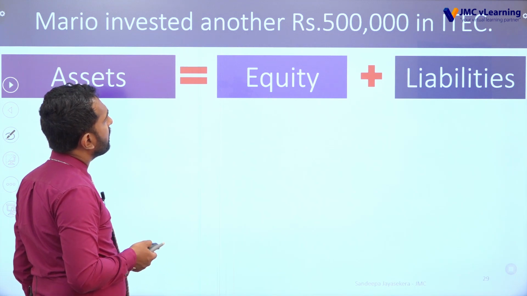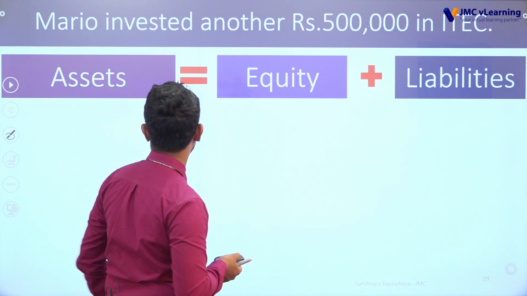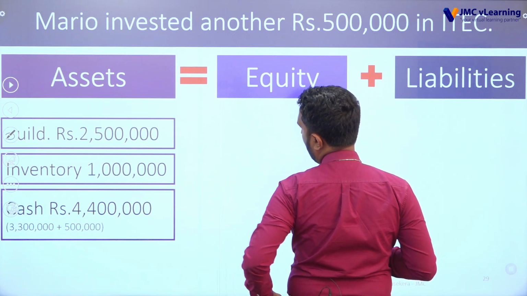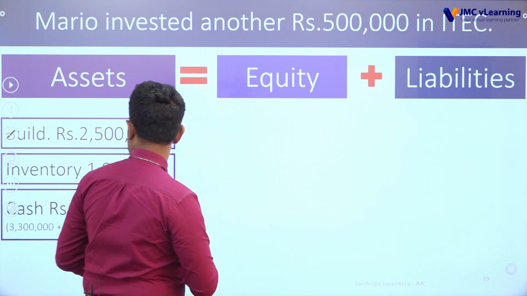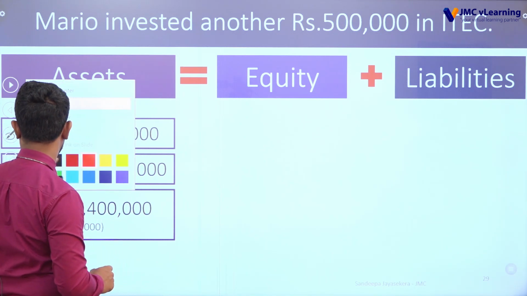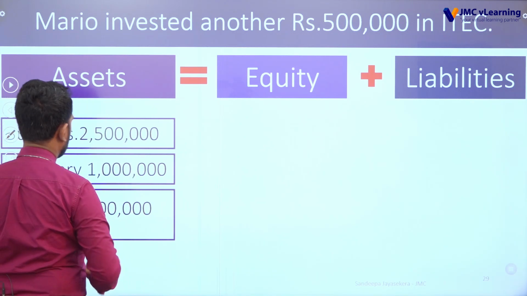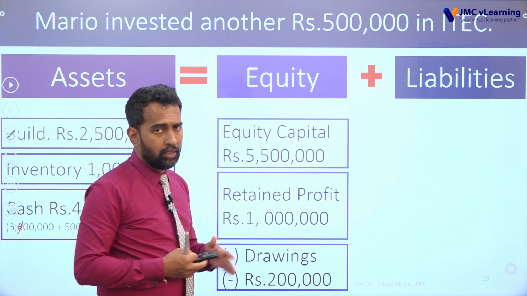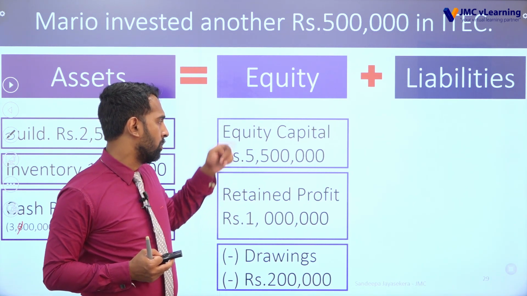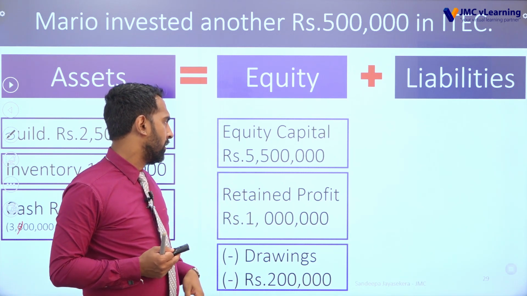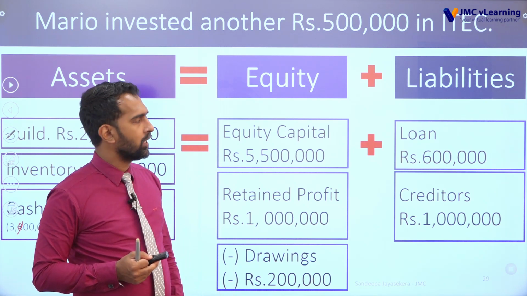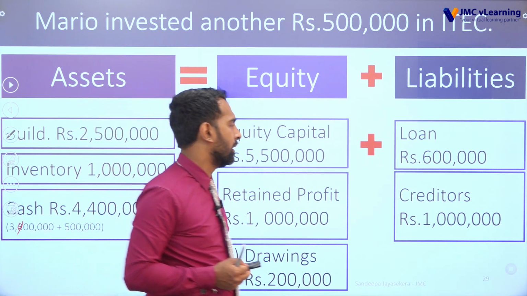Mario invested another 500,000 in iTech. Then what will happen? Building, inventory, cash will increase by another 500,000, right? This is 3.9 million plus 500,000. And equity capital, earlier it was 5 million, now there's an additional capital invested, so it went up to 5.5 million. Retained profit 1 million, drawings minus. Liabilities will remain the same at 600,000 plus 1 million.